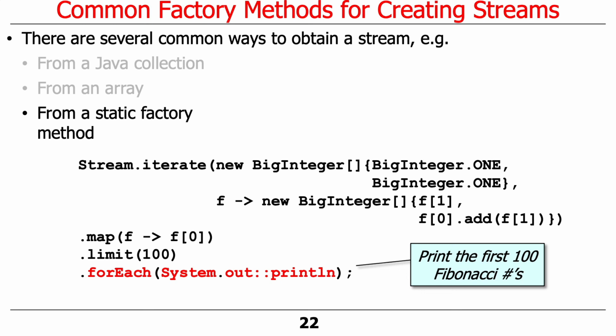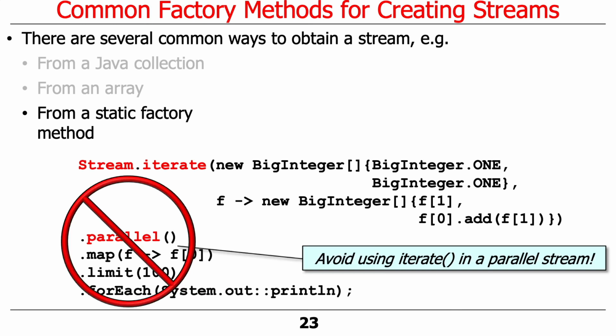And in fact, here we're going to print out the first 100 Fibonacci sequences. And in fact, avoid using iterate in a parallel stream in general, especially when you start using it with limit. It just doesn't work very well in parallel streams. But it works great for sequential stuff like we were showing here.